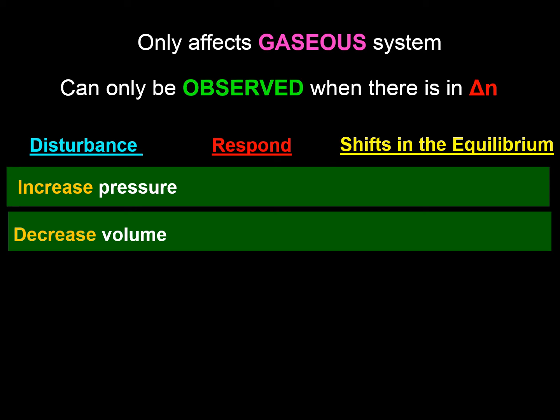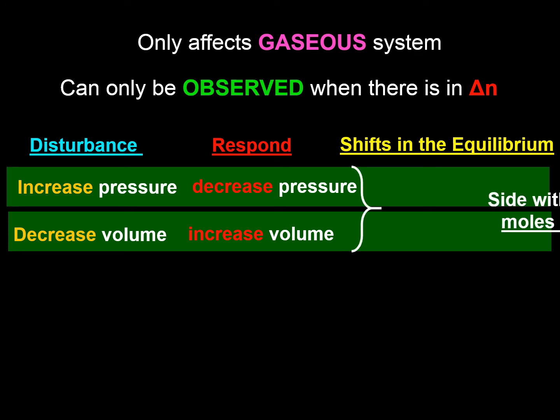By increasing the pressure of the system, the volume will be affected by decreasing. Thus, the system will respond to decrease the pressure and increase the volume. The equilibrium will shift to the side with fewer moles until Q equals K.